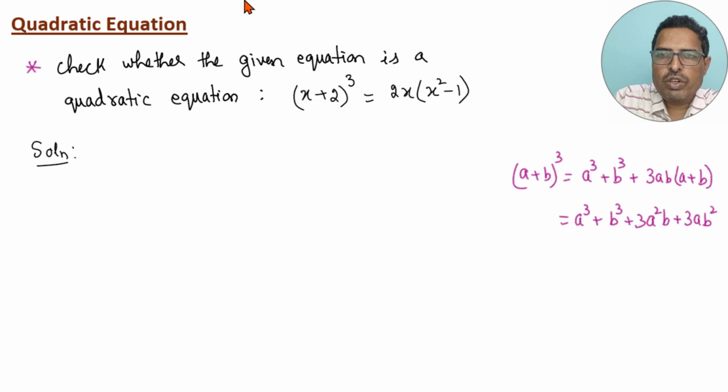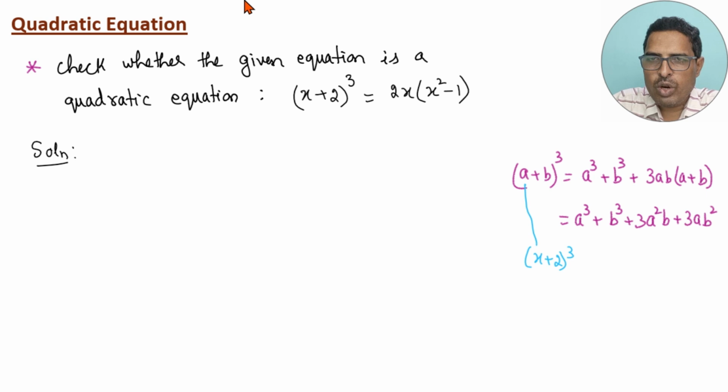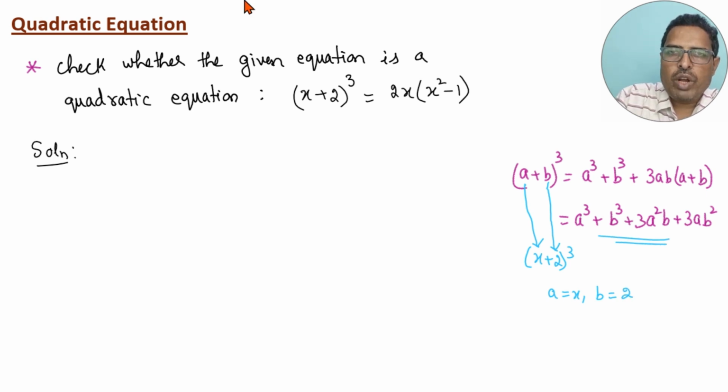If you try to observe here, (x plus 2) whole cube is there. So if you compare, the value of a will be what? The value of a will be x. And what is the value of b we have? The value of b will be 2. So you have to put the value of a as x and the value of b as 2 in this equation. Let us try to write.